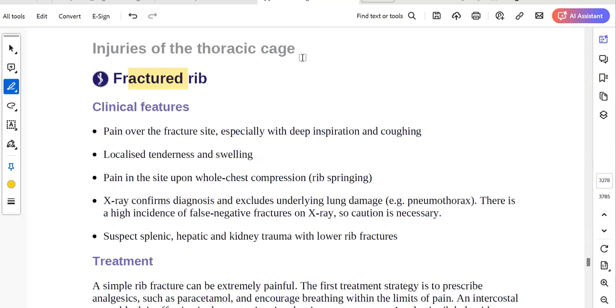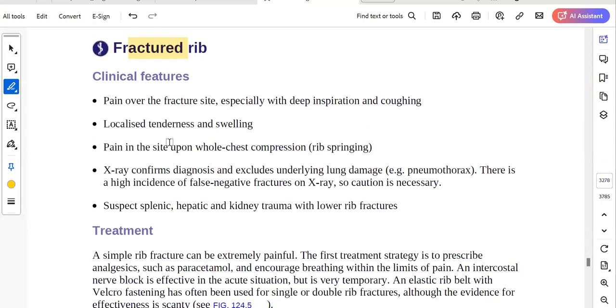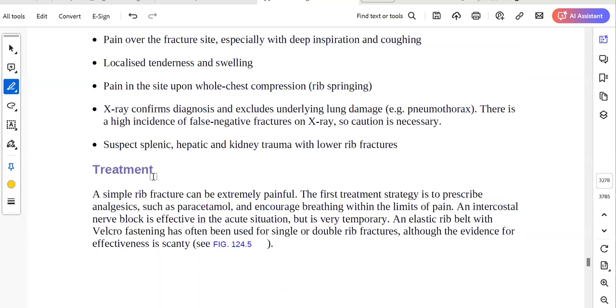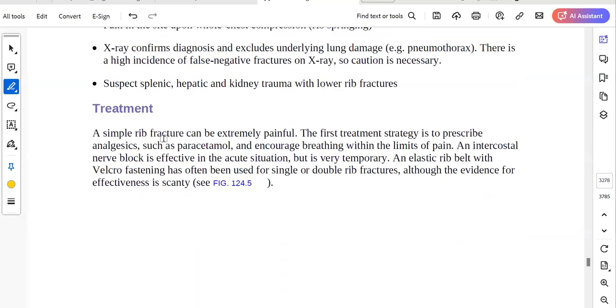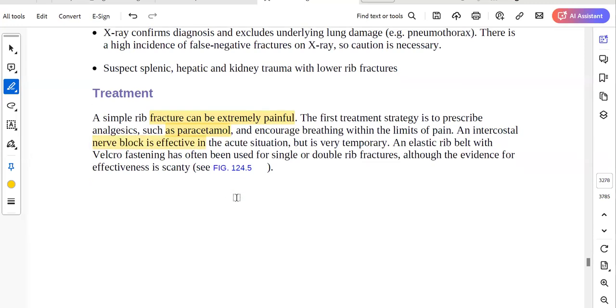Moving on, fracture rib. Fracture rib, you know already, we discussed that in our surgical class, so you can go through that. A simple rib fracture can be extremely painful. So the first strategy is to prescribe analgesics such as paracetamol, and encourage deep breathing. Sometimes, even if needed, we can go for intercostal nerve block.